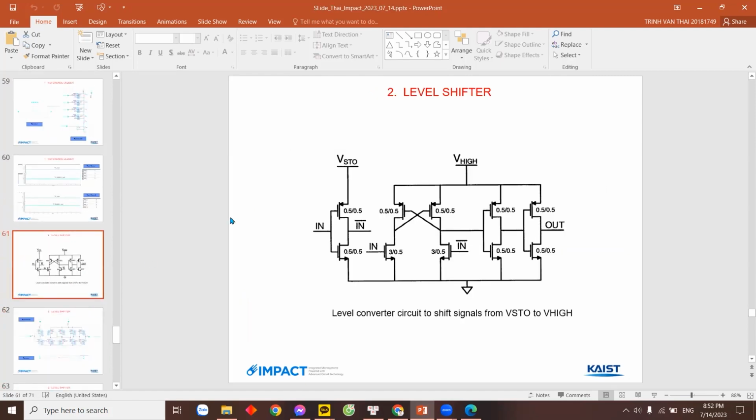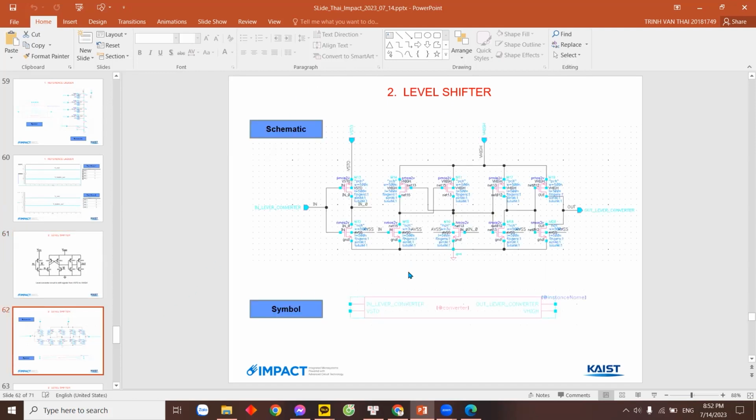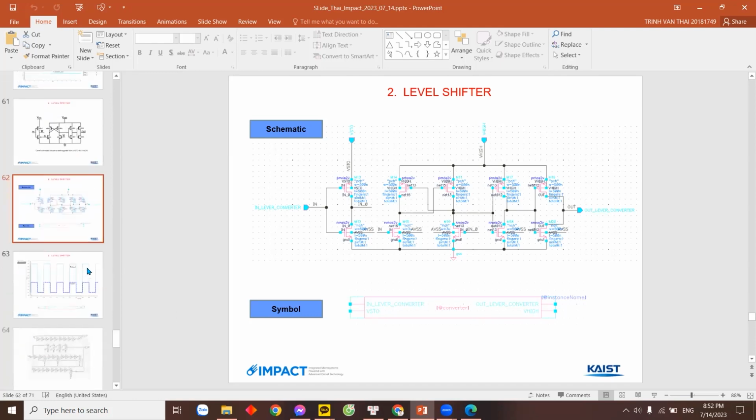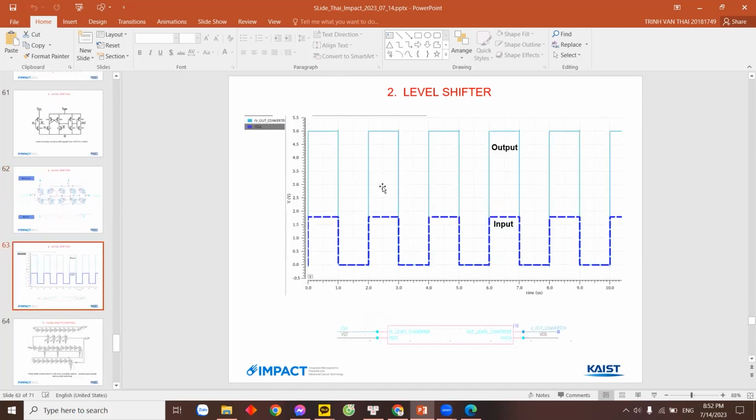The second is the level shifter, and then I put the inputs. It will change the voltage from V star to V high. I have a schematic and a symbol like this, and I test the input with a clock with an amplitude of 1.8, and the output has the same shape, but its voltage is 5 volts. It changes the voltage, but not the shape.